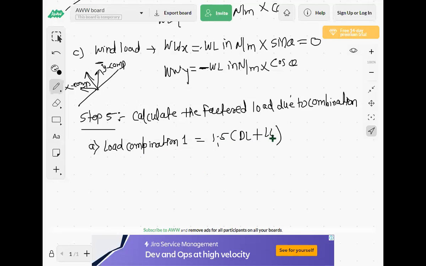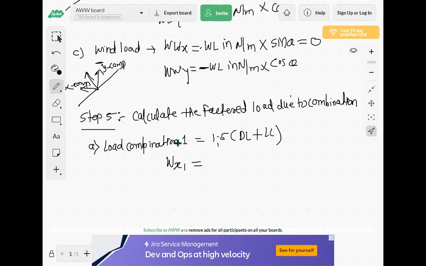So dead load plus live load. Now we have to take X direction load combination and Y direction load combination. Here, WX1 is nothing but the X direction load combination of dead load and live load. And 1 is for load combination 1.